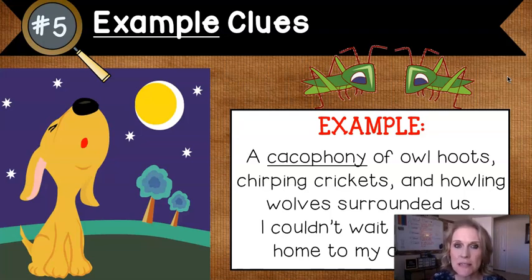Now you can see in this example, the author is not using definition. They're not using a synonym or an antonym, and they're not even asking you to make your own inference. They are giving you an example. They are saying owl hoots, chirping crickets, and howling wolves surrounded them. These are all noisy. So with this example, the reader can conclude that cacophony probably means a lot of noise.